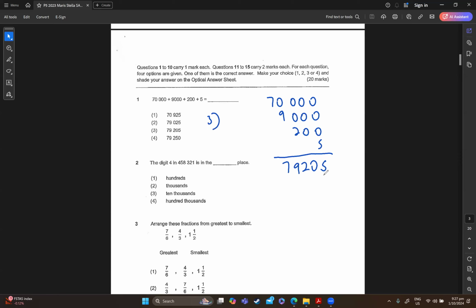Okay, question 2. The digit 4 in this number is in the what place? So observe digit 4. It is the 100,000s place. So the answer is option 4.